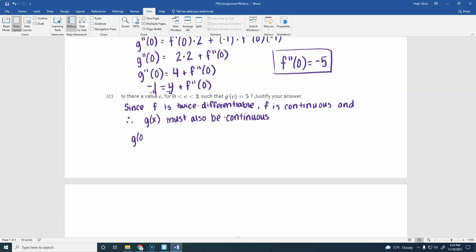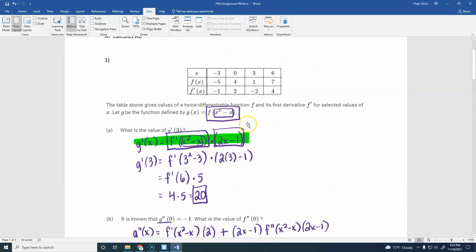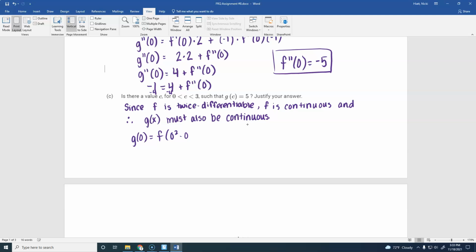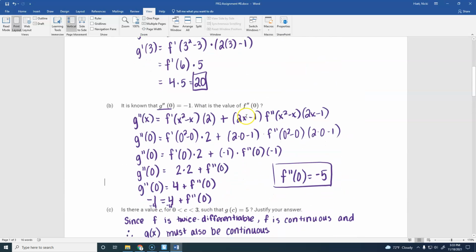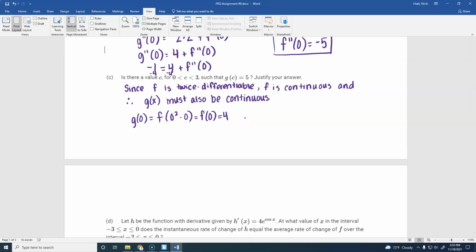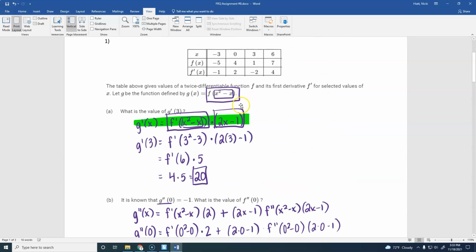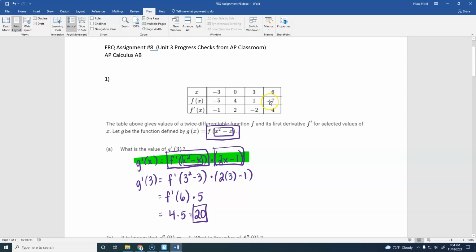So G of 0 we need to find, which is going to be F of 0 squared, back up to this problem, 0 squared minus 0, which is F of 0. And F of 0, if we look up here, is 4. So we get 4 here. G of 3 is going to be F of 3 squared minus 3, which is F of 6. And F of 6 from the table up here is 7.